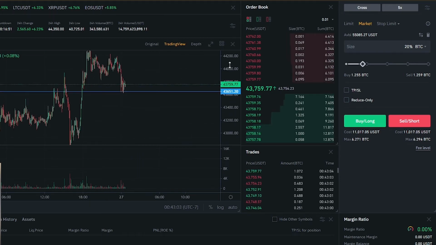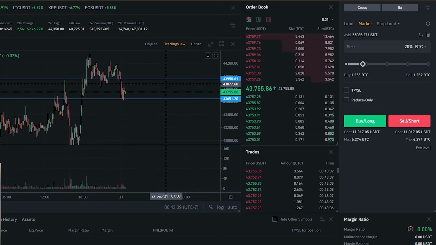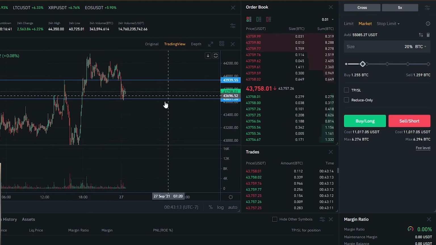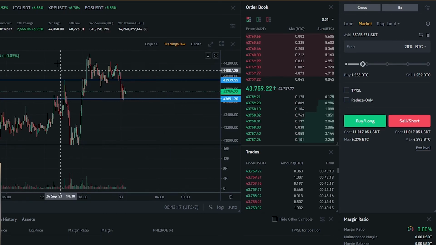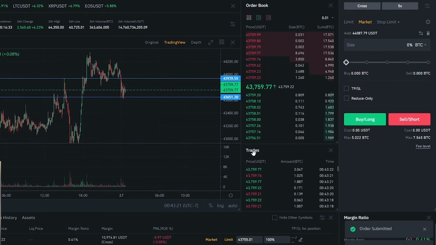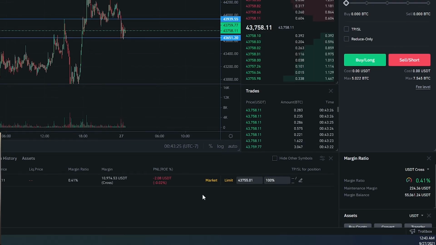And then my goal here is I will take profit at 44 or maybe 43.958, around there. My stop loss will be underneath this wick, and then let's try it out. So click on buy long. Order was just filled, and then let's go down over here.